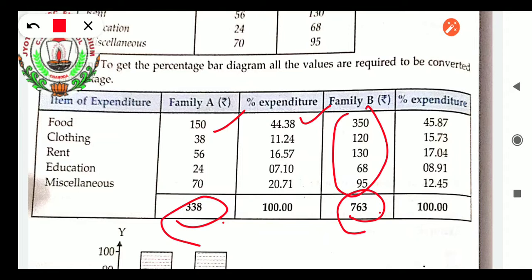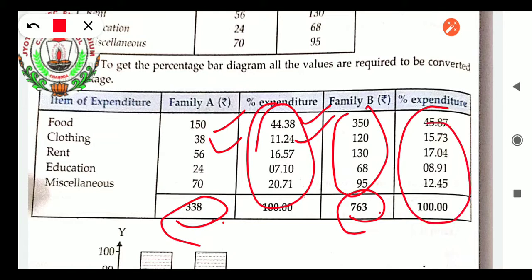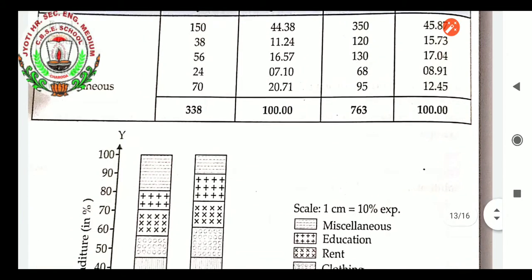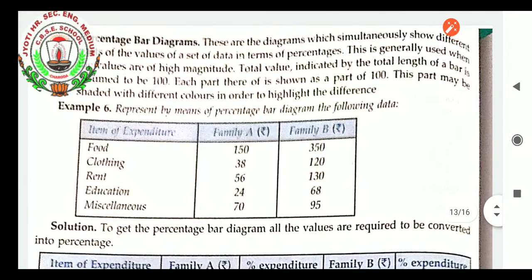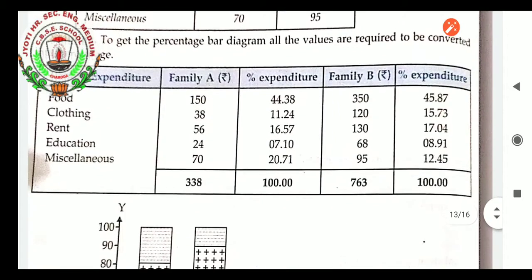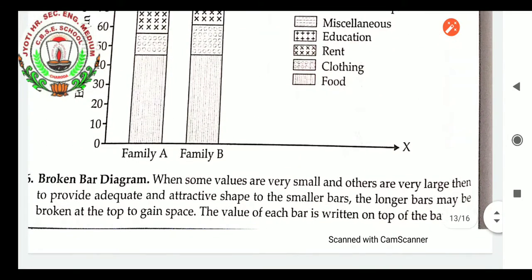Clothing, how much out of 338, what is the percentage of 30? That is 11.24. This way we will take the percentage of expenditure made by family A and family B in different types of products. Then, with the help of multi-dimensional, we will make the diagram here. So this is known as a percentage bar diagram. We will take the percentage and then we will draw the diagram.